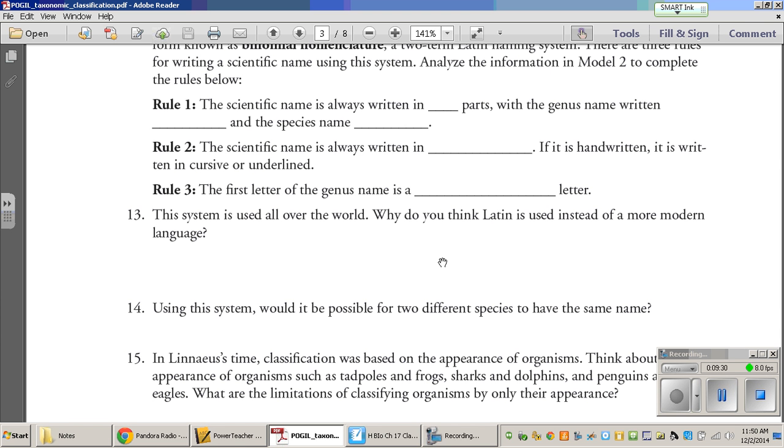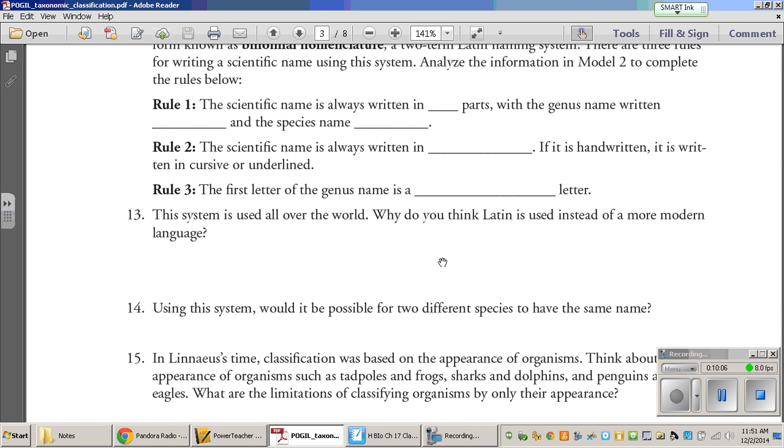Why do you think Latin is used instead of a more modern language? Anybody? It does stand out. That's true, but that's not the exact reason. It's a static language. What do you mean by that? No one really says it anymore, so you can't really change the meaning of the words. It's just written. Like, whoever came up with the word swag? Now we've changed the meaning since then. Okay, cool. So, for modern language, I'll wait on you guys.